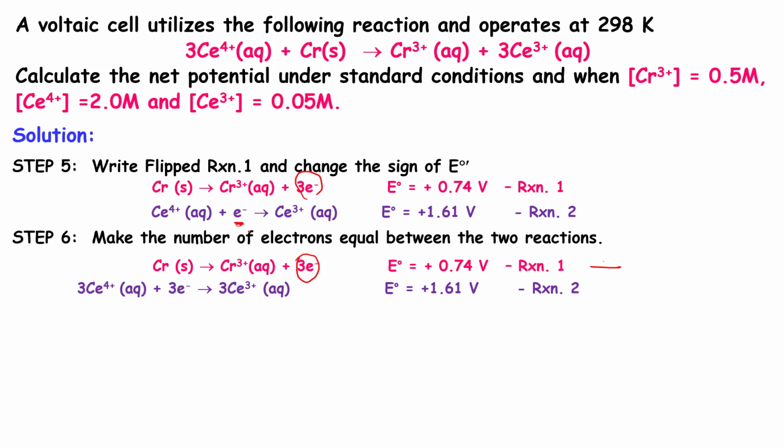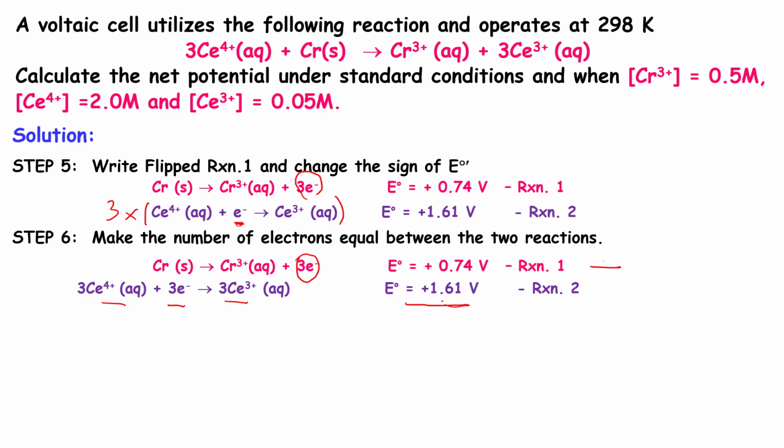So if you want to make the number of electrons equal, we're going to multiply this whole reaction by a factor of 3. So if you multiply the whole reaction by a factor of 3, you would end up with 3 Ce4+ plus 3 electrons, giving you 3 Ce3+. And if you remember in the second problem that we did in this video series, whenever you multiply an equation by a factor, you never multiply the voltages by that factor. So you just leave the voltages as they are. Don't multiply the voltage, just multiply the equation part.